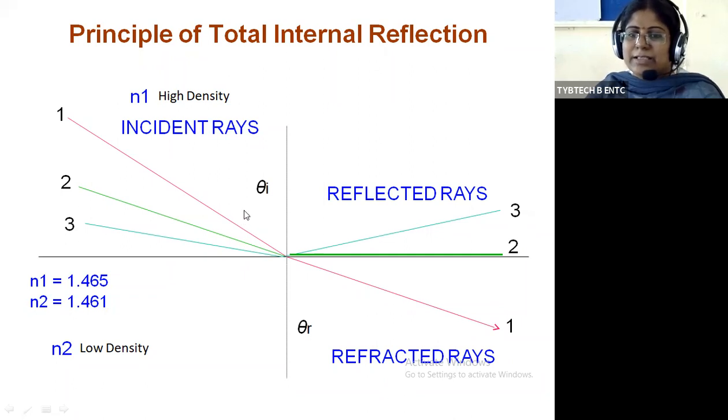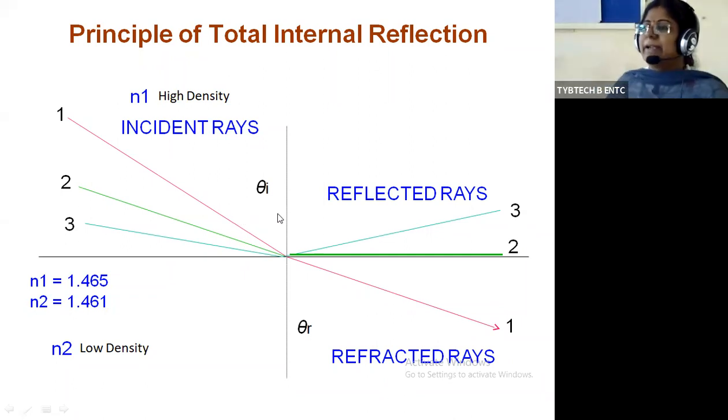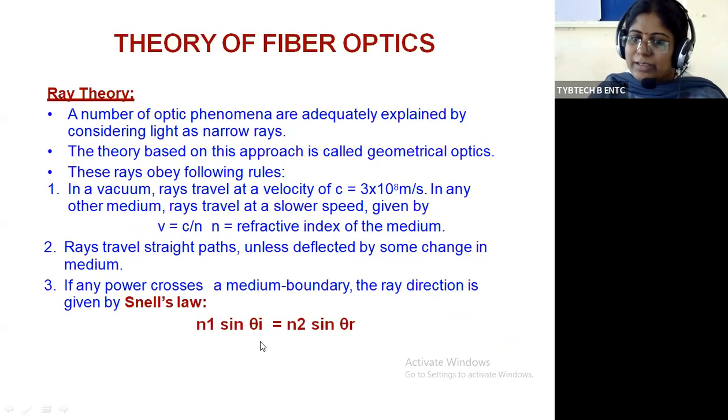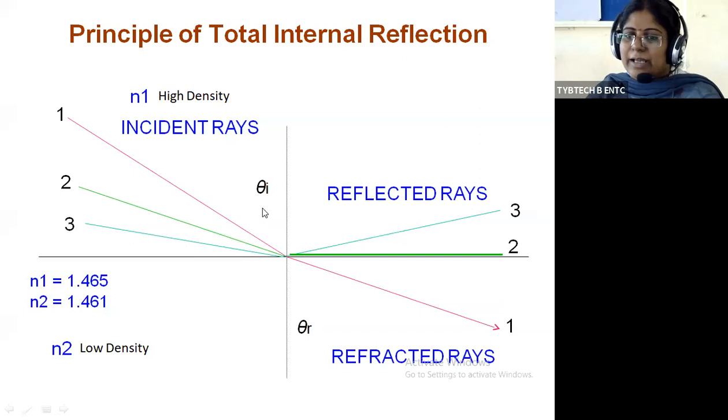Now what is the relation between n1 and n2? n1 is greater than n2, and as per Snell's law this is the equation: n1 sin theta i is equal to n2 sin theta r. So as n1 is greater than n2, theta i is less than theta r. That means if this is 30 then this will be 40, if this is 40 then this will be 50. That is the relation and that is the first case, refraction.